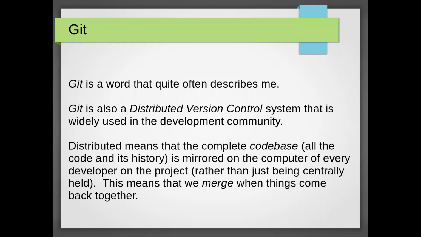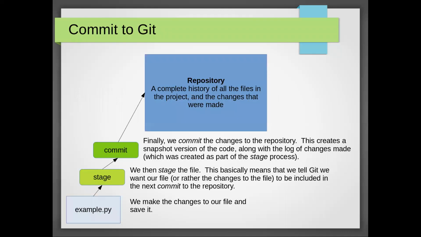And then when we want to bring things back together, we do something known as a merge, and we'll come on to that a little later. And that's when we bring things back together. But that's what we mean by distributed version control system, which Git is.